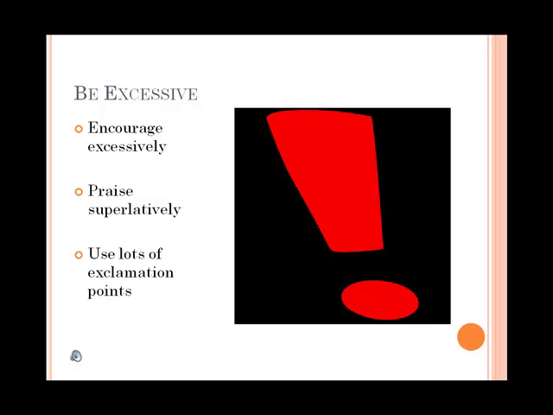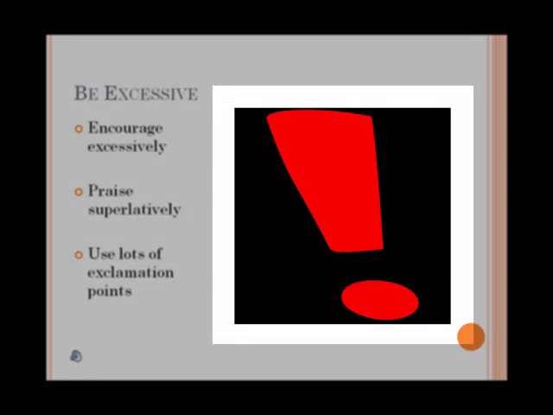One of the ways to overcome social distance is to be excessive with what is available. Exaggerate praise all the time, use superlatives, and use a lot of exclamation marks in writing, even though this violates a few grammatical rules.